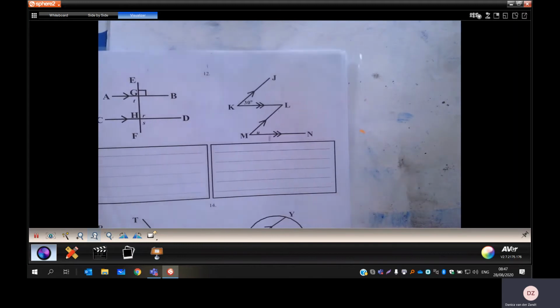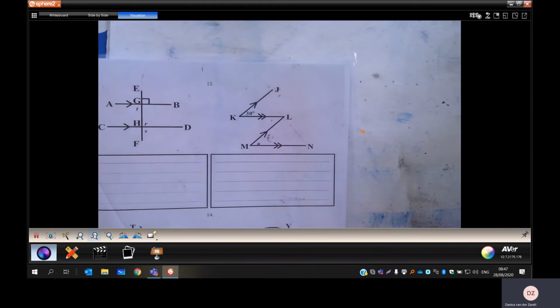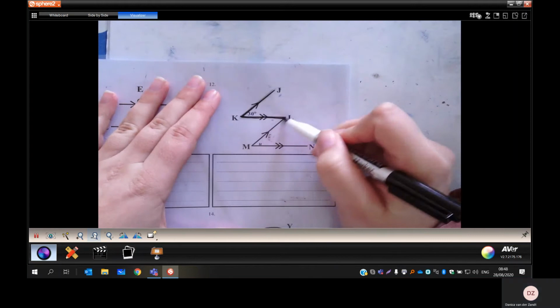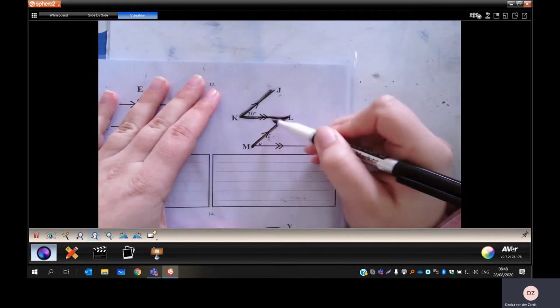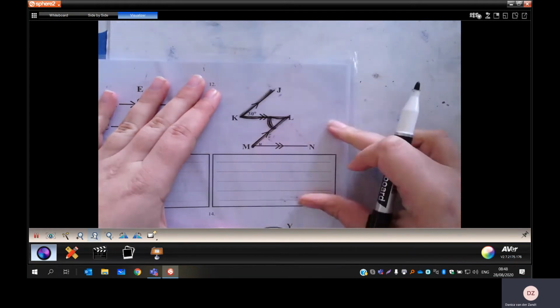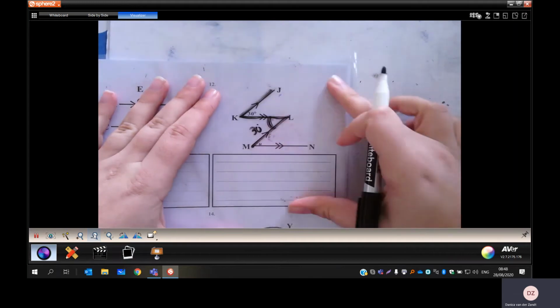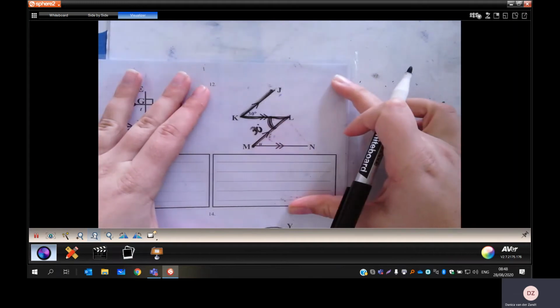But how is it corresponding? You saw the Z. Z isn't corresponding. Z is alternate. Thank you, Ria. So here's my Z. So they'll be equal here. So KLM is equal to 30. Alternate angles are equal. Which parallel lines did I use?